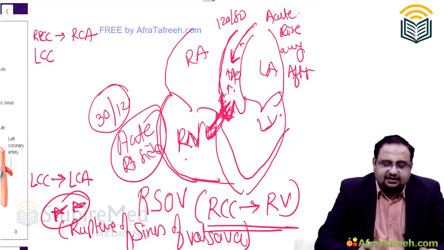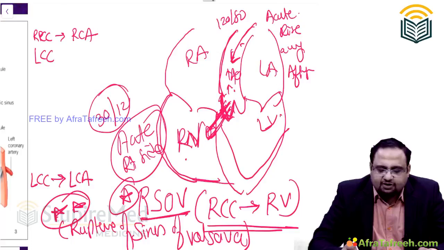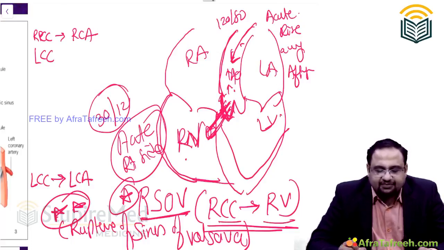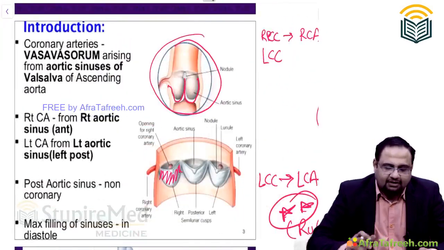So remember, this is very important to note. Rupture of sinus of Valsalva is most commonly the right coronary cusp rupturing into the right ventricle, and it is one of the very important congenital pathologies. Coming to the next part.